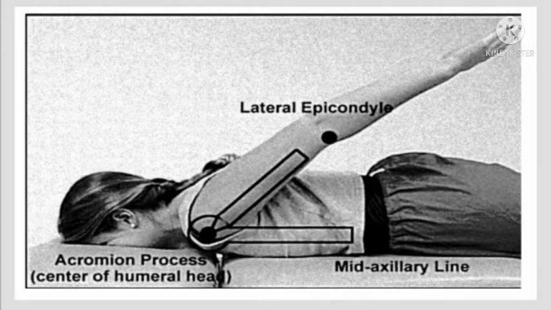In this picture you can see the fulcrum is placed at the lateral aspect of the greater tubercle. The proximal arm is parallel to the mid-axillary line of the thorax. The distal arm is parallel to the midline of the humerus. Take the reference as the lateral epicondyle.